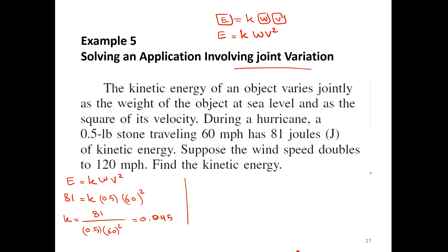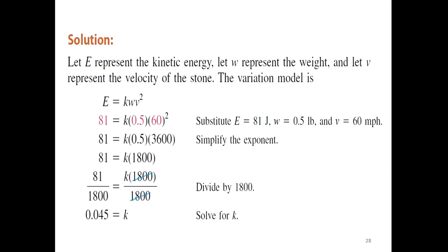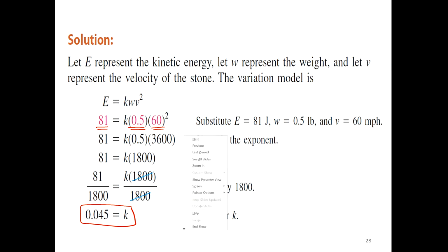Okay, we have energy equals K W V squared. So K equals what? 81 over the value of W multiplied by velocity squared, since we need to divide the energy by it. So we have 0.045. This is the formula.